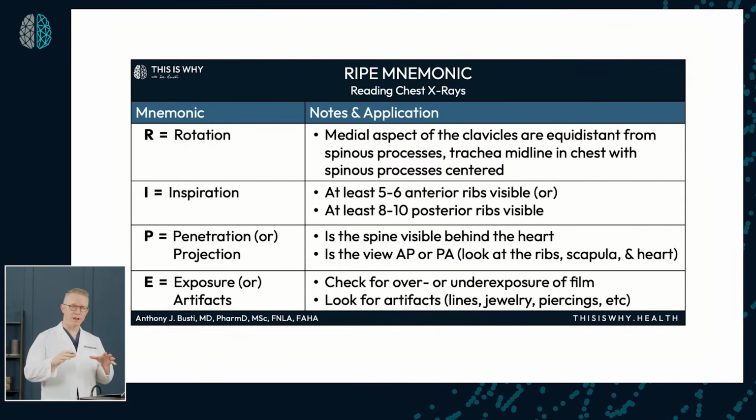This is further relevant in the context of using the mnemonic RIPE, R-I-P-E. We use that mnemonic to assess our image quality, right? Because if you got a junky image with poor quality, you're going to have a poor assessment or interpretation.